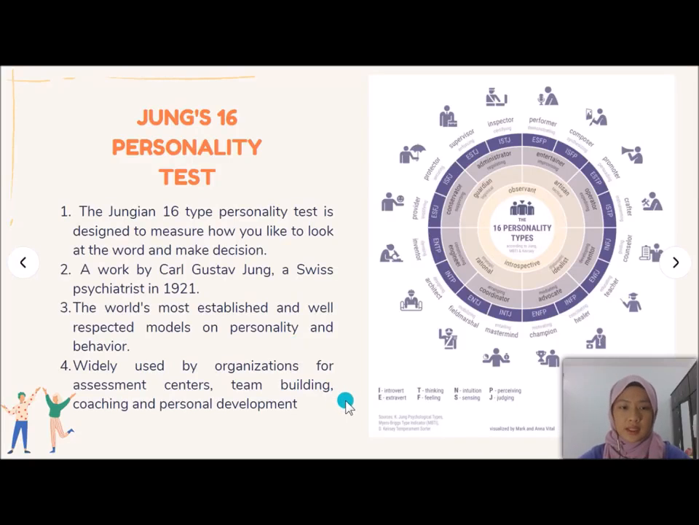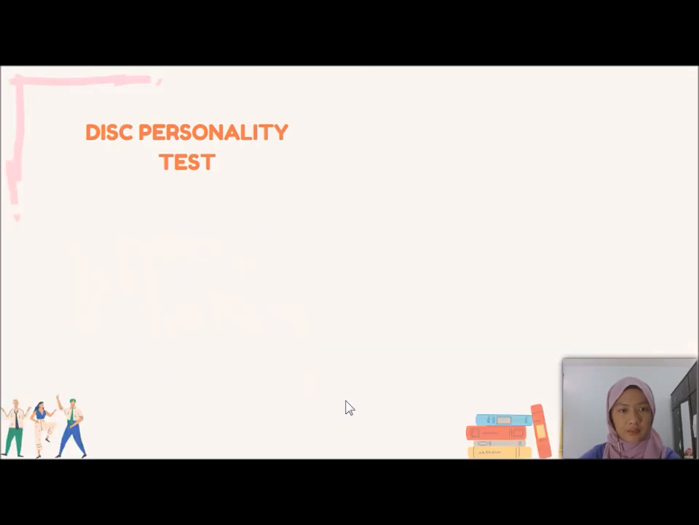The Jungian 16-type personality test is designed to measure how you like to look at the world and make decisions. A work by Carl Gustav Jung, a Swiss psychiatrist, in 1921. It is one of the world's most established and well-respected models on personality and behavior, widely used by organizations for assessment centers, team building, coaching, and personal development.